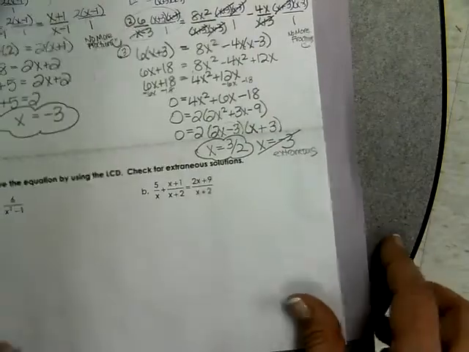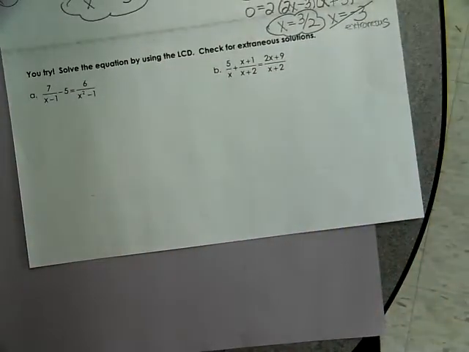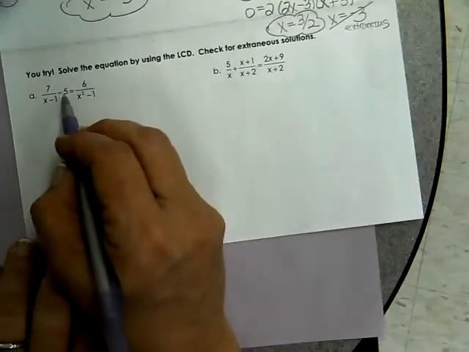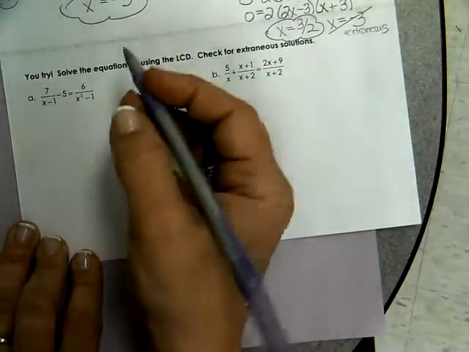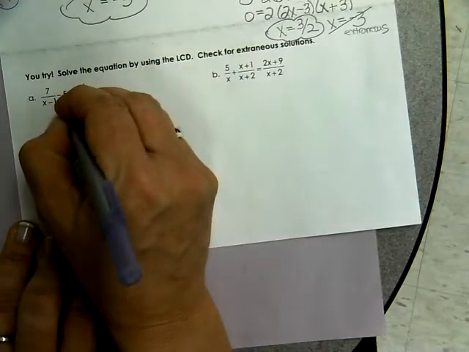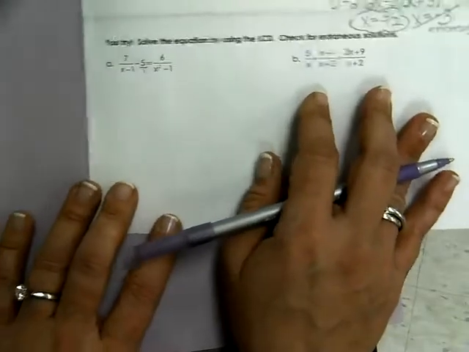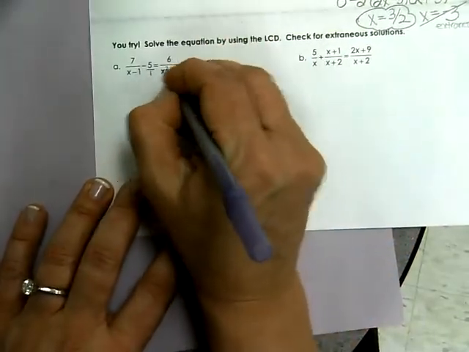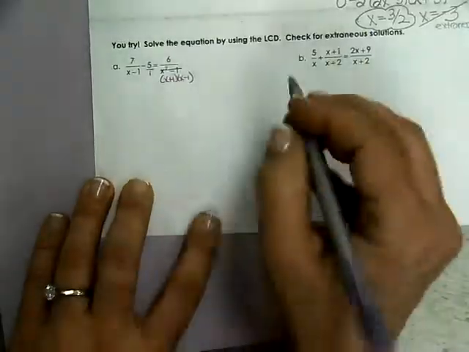Because I'm not here, I'm nervous, so I'm going to do these Try-Its with you too. So letter A, 7 over x minus 1 minus 5 equals 6 over x squared minus 1. First, I want to factor everything. Remember that this 5 is over 1. And so if I factor this here, x squared minus 1 will be x plus 1, x minus 1.